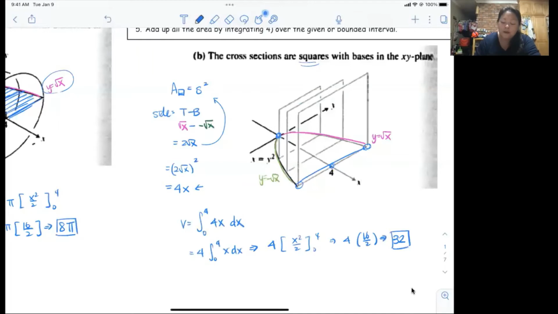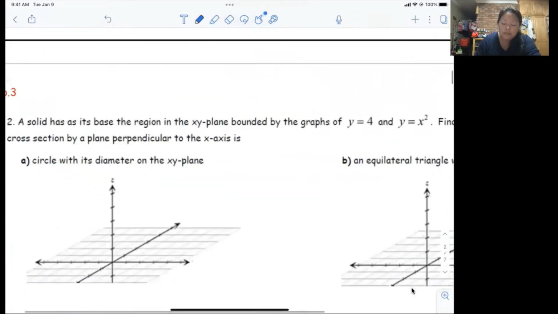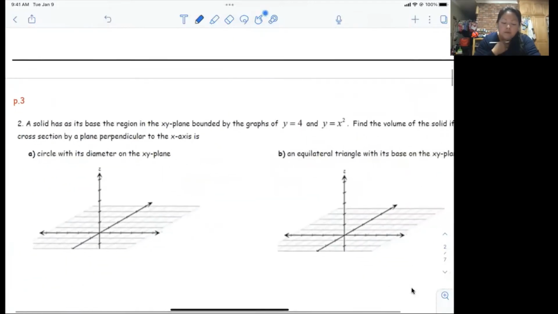Okay. All right. So now what do we do? How do I see this myself? Okay. So let's start with: a solid has as its base the region of the xy plane bounded by the graphs of y equals 4 and y equals x squared. So here you gotta draw yourself either a game plan or know what the shape looks like.